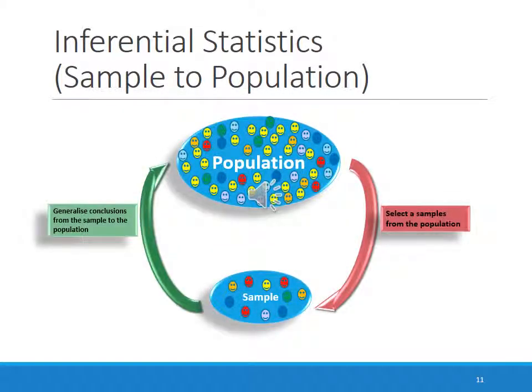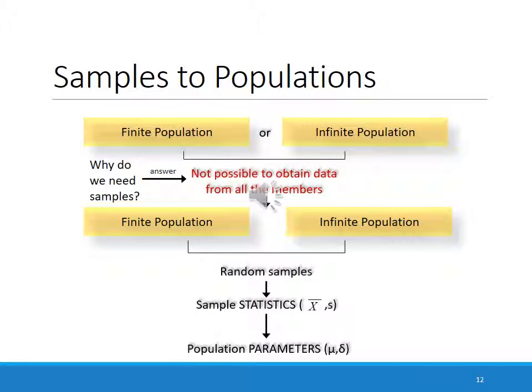This is a diagram showing how samples are selected from a larger population to study and to draw a conclusion about the same population the samples are drawn from. Regardless of whether it is a finite population, where we can count, or an infinite population, where we cannot count, it's not possible to obtain the data from all the members of the population. It is good to pick random samples from the populations to calculate the sample statistic in order to obtain the population parameters. Take note of the terms sample statistic and population parameters, which will be explained in the next two slides.